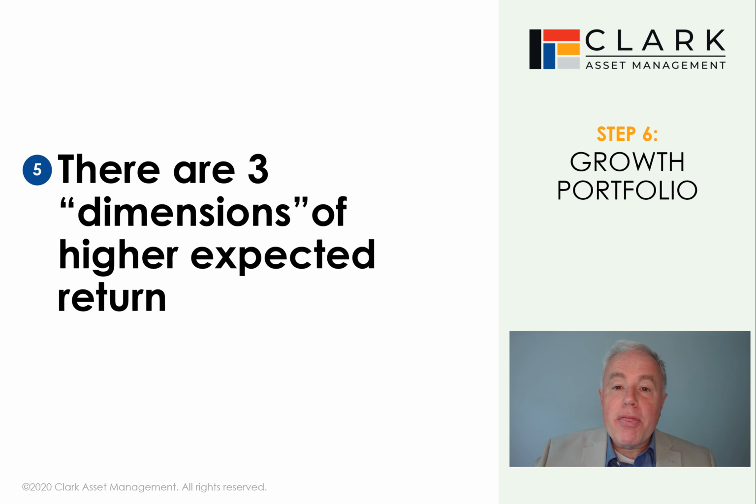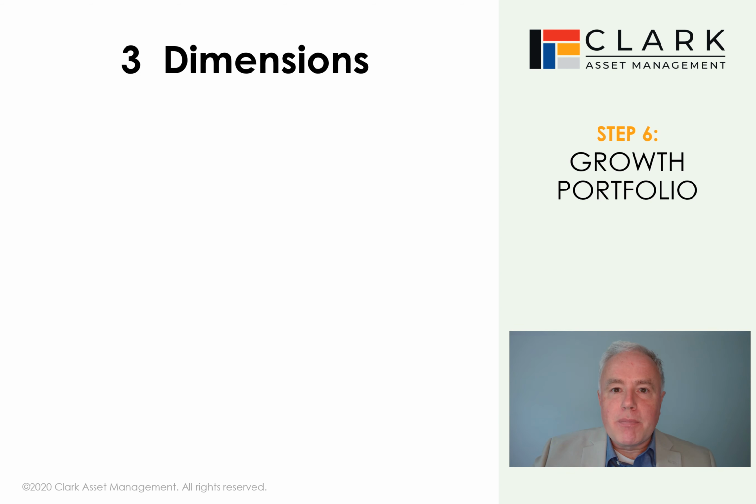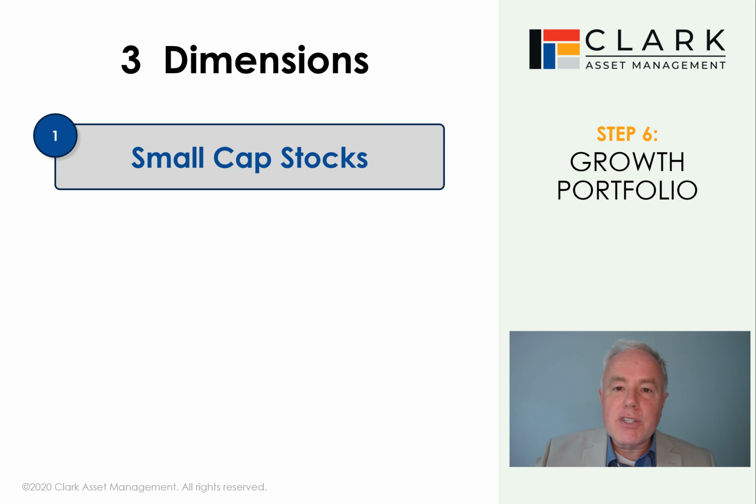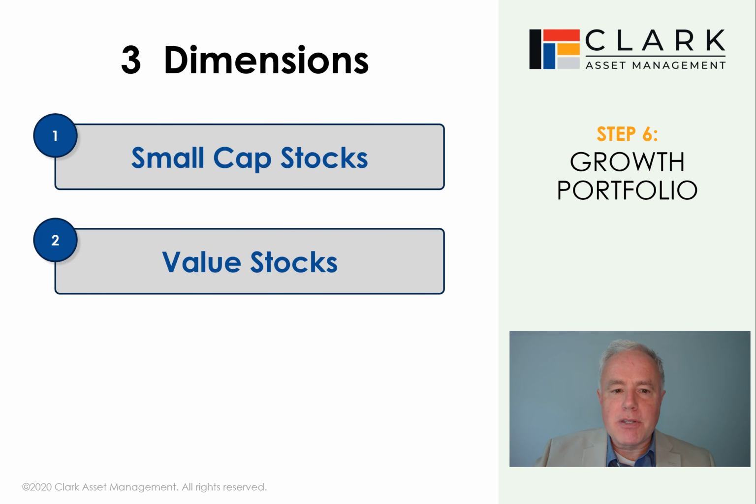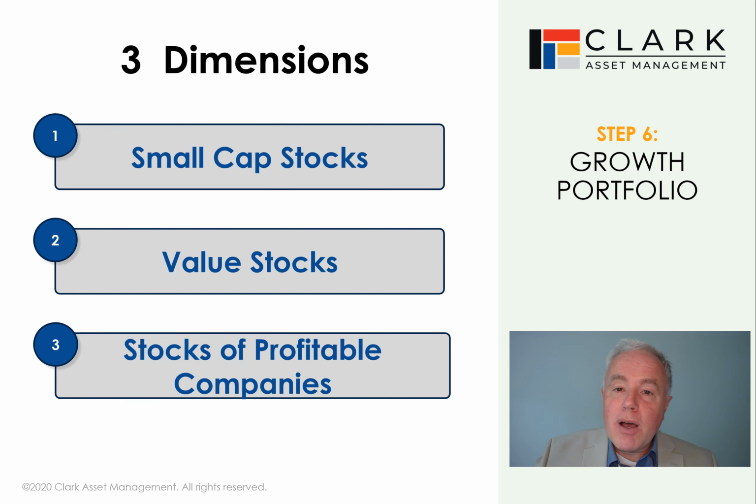Number 5, there are 3 dimensions of higher expected returns. This is a strange sentence, but what it means is there are 3 persistent anomalies that have been found, not by my firm, but by people who study this stuff for a living. The first is that small cap stocks outperform large cap stocks. The second is that value stocks tend to outperform growth stocks. They haven't in the past 5 to 10 years, but in the fullness of time they have. Finally, stocks of profitable companies have outperformed stocks of less profitable companies.